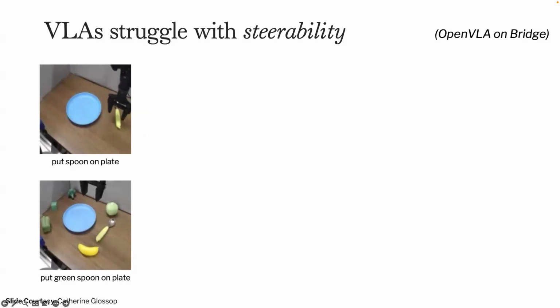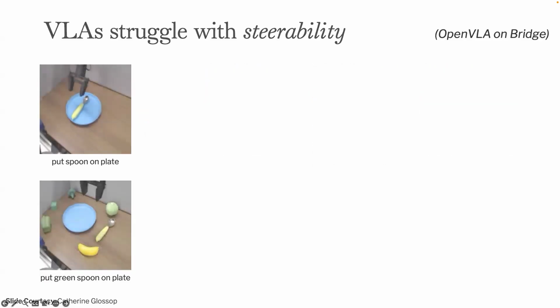And as we saw a little bit in our axis of generalization along the semantic axis, there was a lot of performance drop when you change the instructions. So what I want to show you now is an example of why that was the case. In this case, we have, again, the Bridge dataset in a tabletop setting, where you have a scene with a spoon and a plate.